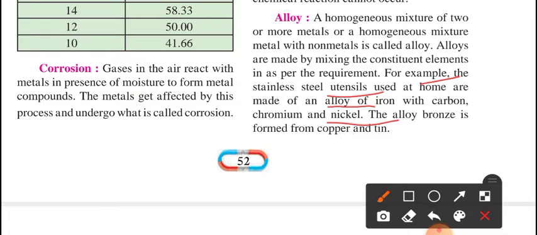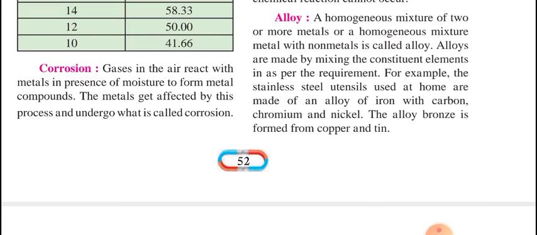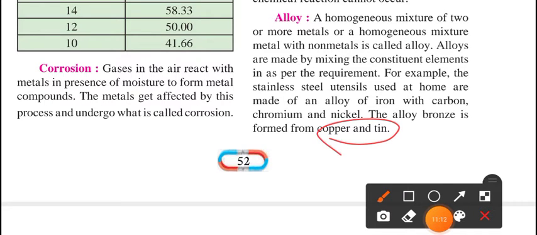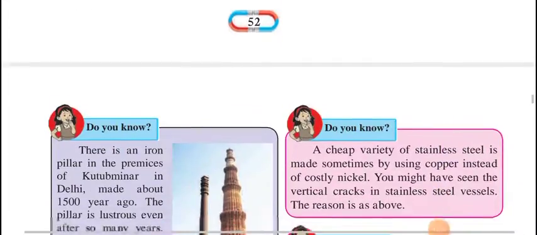The alloy bronze is formed from copper and tin. Bronze is formed from copper and tin. After this mixture we get bronze. So bronze is a type of alloy. Okay, so I stop my lecture over here.